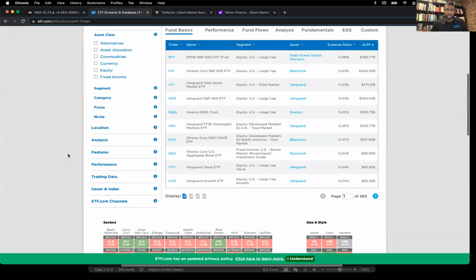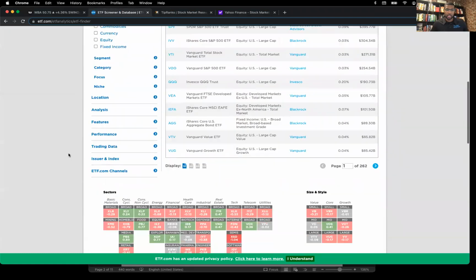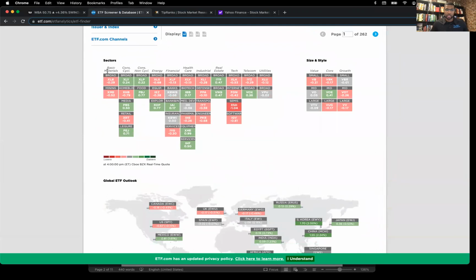So screener, database, all right. And then you have the sectors here. So you have basic materials, consumer cyclical, consumer non-cyclical, energy, financial, healthcare, industrial, real estate, tech, telecom, utilities. These are the 11 sectors on the stock market. All right. You need to understand that at all times. This is going to help you narrow down what you're looking at, because there's thousands of stocks on the market and there's new publicly listed companies that are IPOing every day.